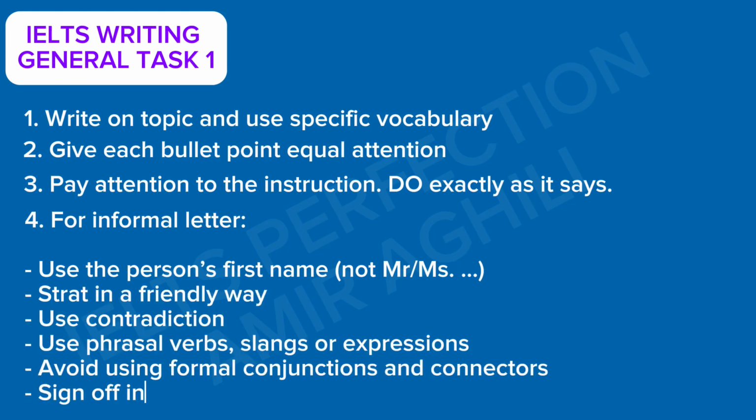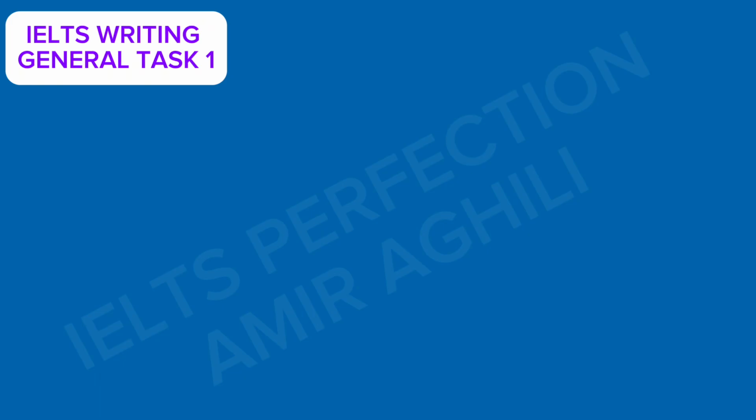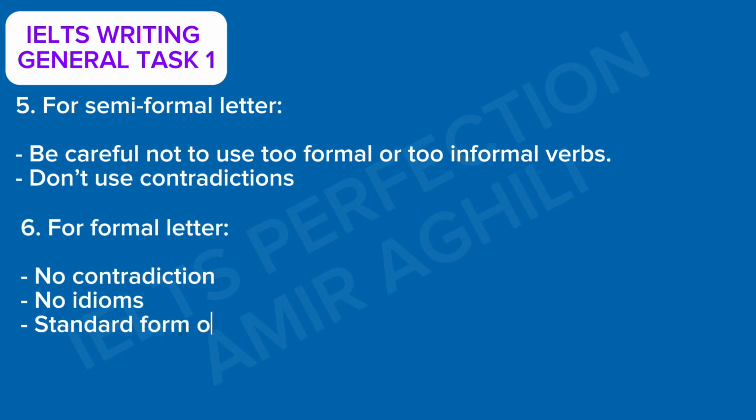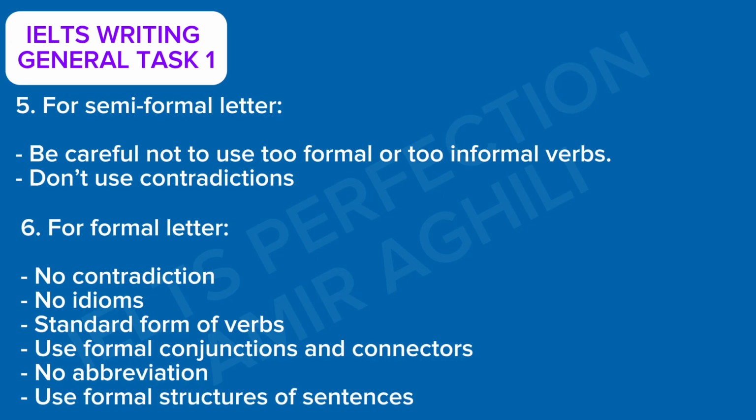Number 4. For informal letters, use the person's first name, start in a friendly way, use contractions, use phrasal verbs, slang, or expressions, avoid using formal conjunctions and connectors, and sign off in a friendly way. Number 5. For semi-formal letters, be careful not to use too formal or too informal verbs, and do not use contractions. For formal letters, no contractions, no idioms, standard forms of the verbs need to be used, use formal conjunctions and connectors, no abbreviations, and use formal structures of the sentences.